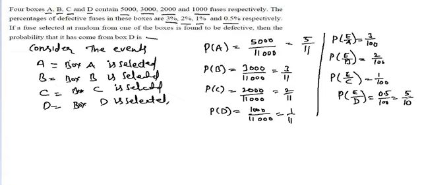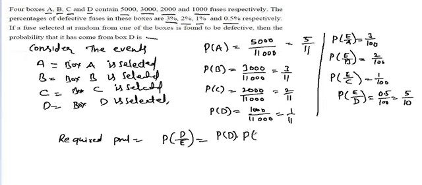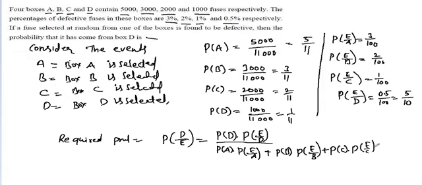Therefore the required probability, that is the probability that a defective fuse is selected from box D, is P of D by E, which is equal to probability of D into probability of E by D, divided by probability of A into probability of E by A plus probability of B into probability of E by B plus probability of C into probability of E by C plus probability of D into probability of E by D.